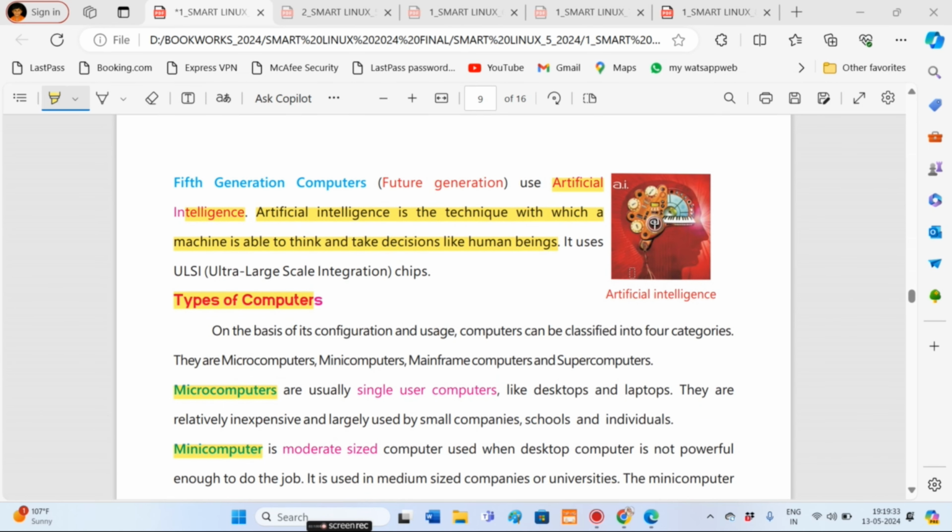Fifth generation computers or future generation use artificial intelligence. Artificial intelligence is the technique with which a machine is able to think and take decisions like human beings. It uses ULSI, which is ultra large scale integration chips, which is the future generation computer.